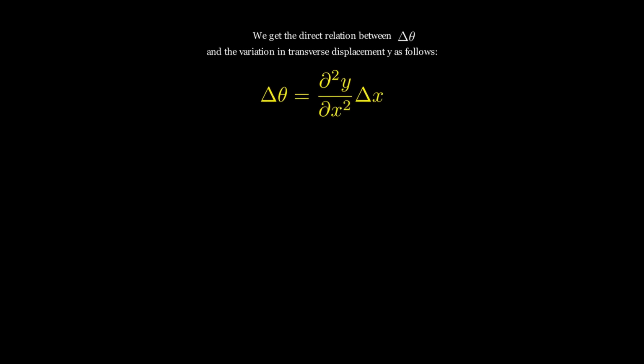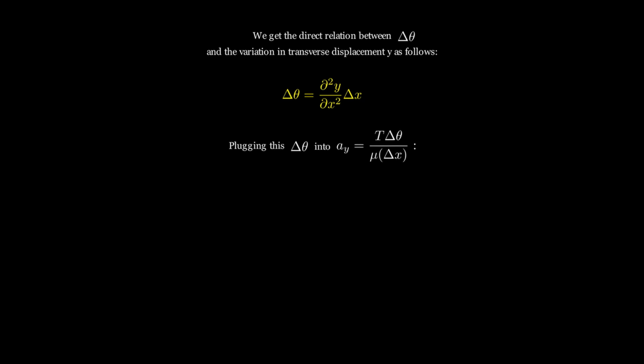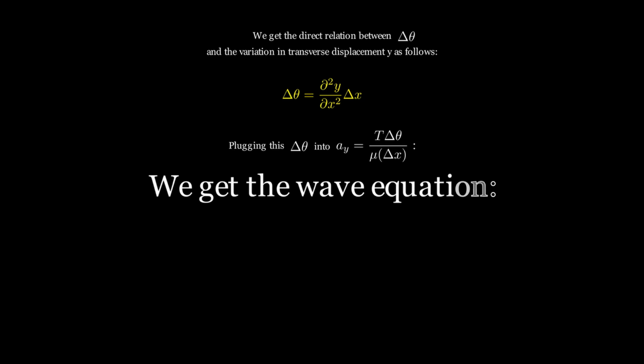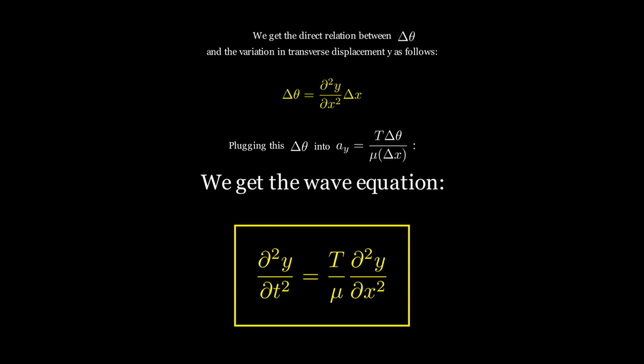Plugging this delta theta in our force equation, we get that the second partial derivative of y with respect to time is equal to the tension divided by the linear mass density times the second partial derivative of y with respect to x. As you can see, the delta x's on both sides cancel out, and this gives us our wave equation for a string. The wave equation here is representing a stationary wave. In the next video, we will be analyzing a traveling wave.